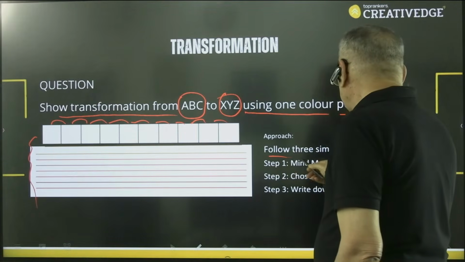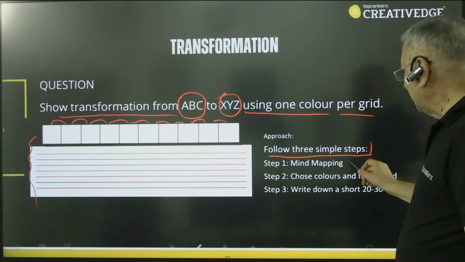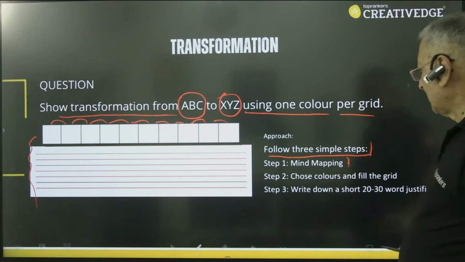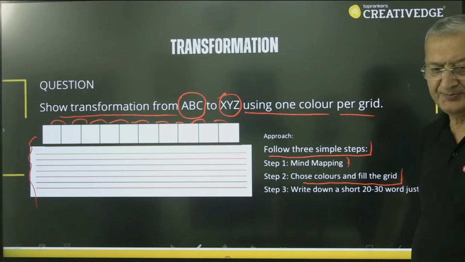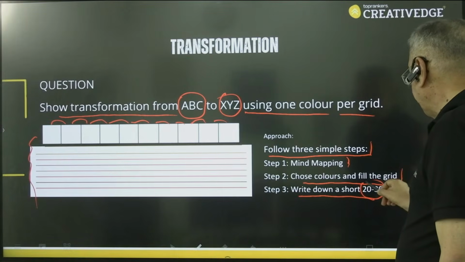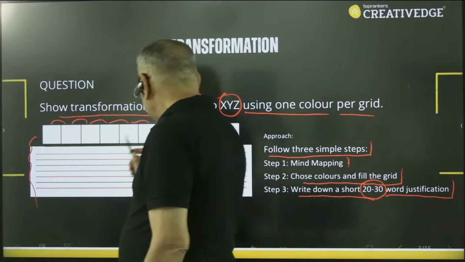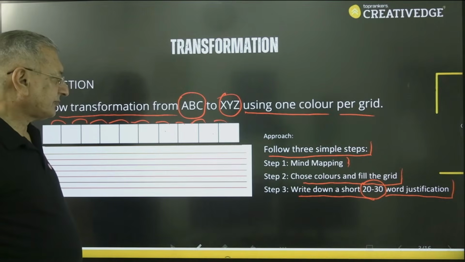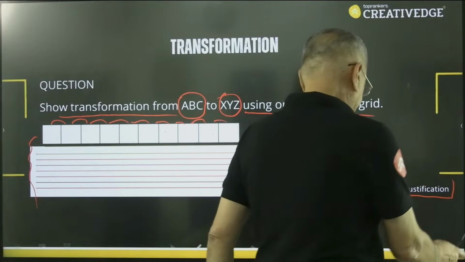Follow three simple steps. Step one, mind mapping. Step two, choose colors and fill the grid. Step three, write down a short, about 20 to 30 word, justification of your coloring. Let us go more practical about this question.